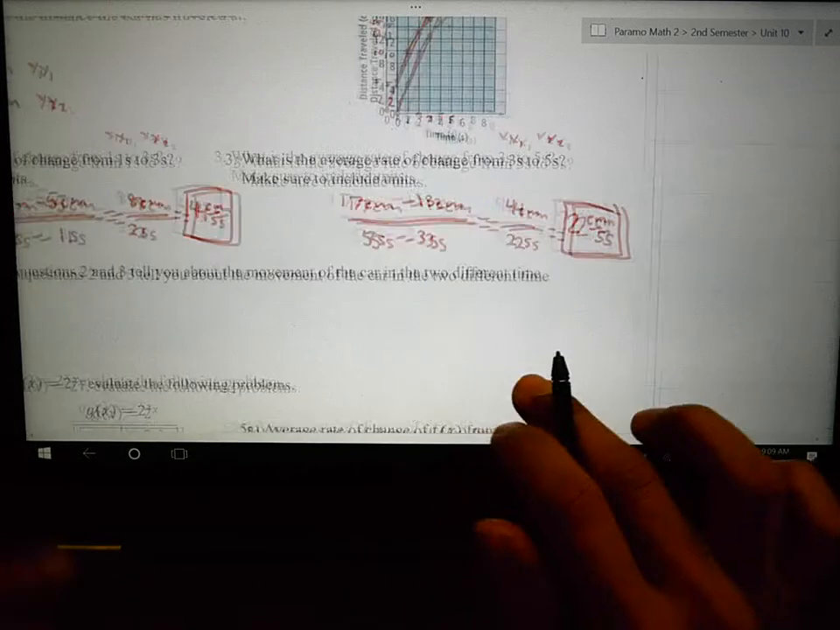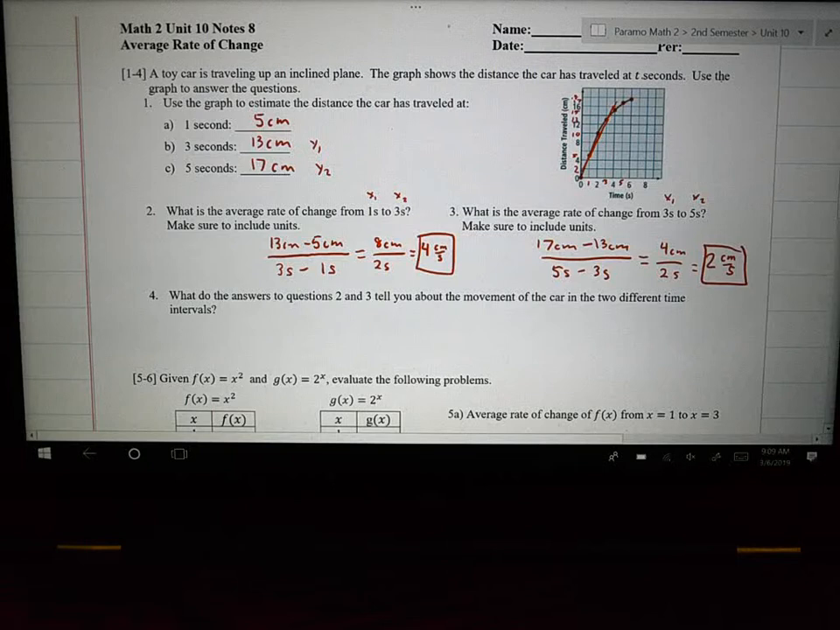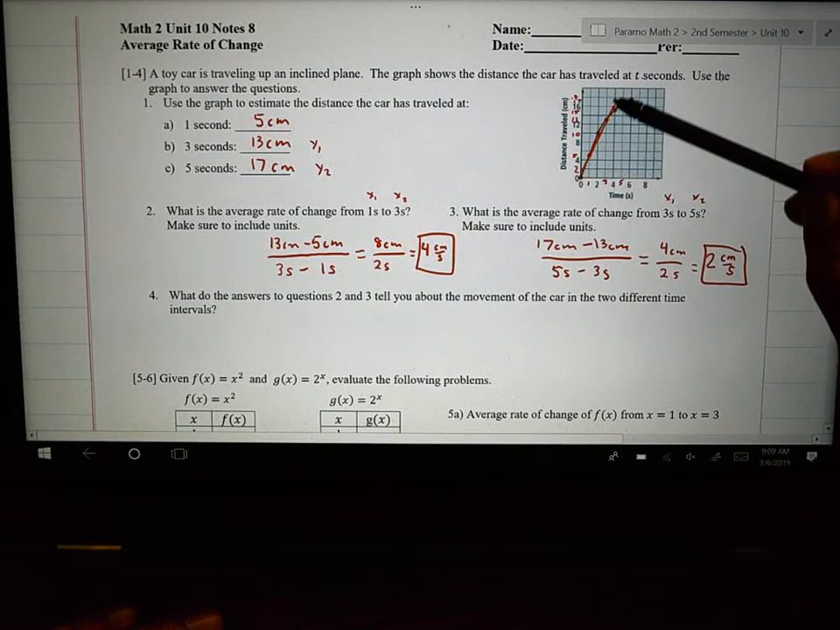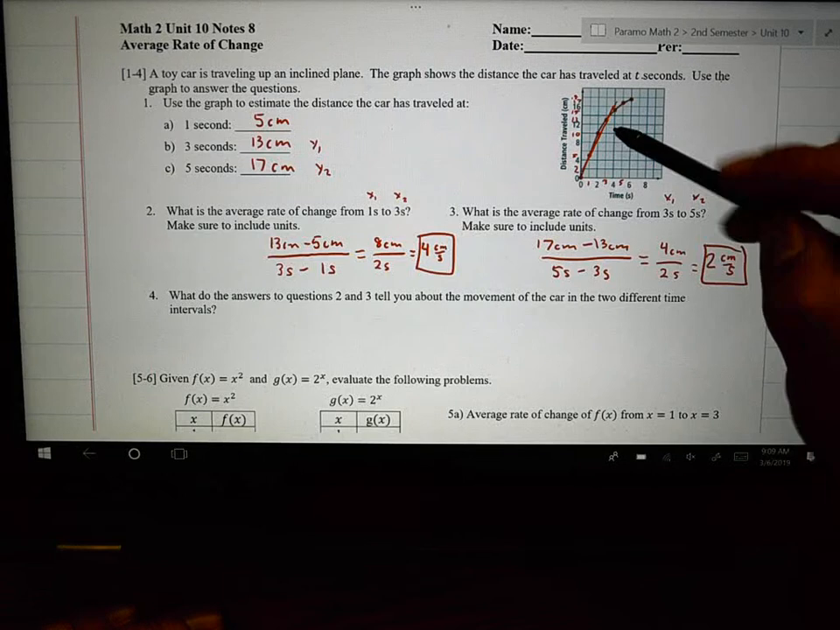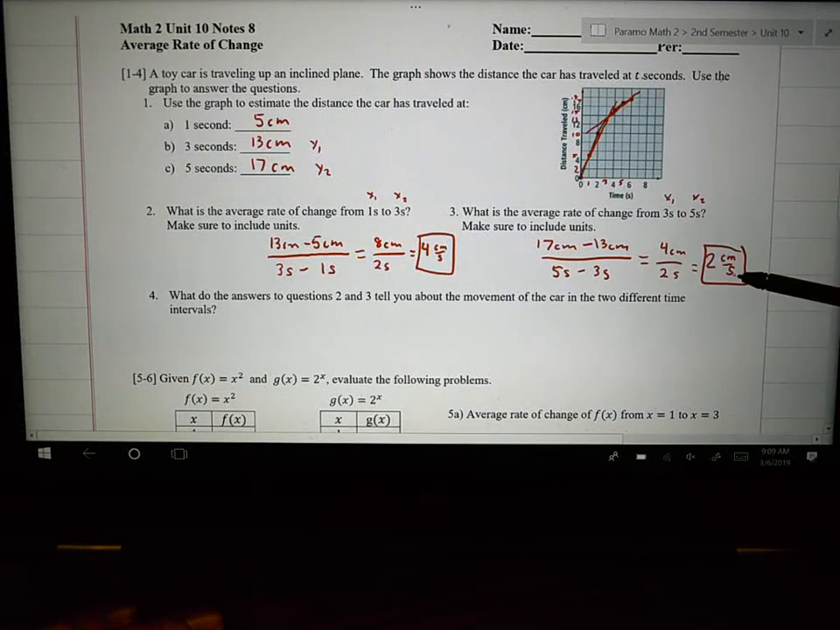So what I want you to think about, because the big idea is the average was 4 centimeters per second, and then between 3 seconds and 5 seconds, the average is 2 centimeters per second. What that tells you is it slowed down. It didn't travel as far. Those are ideas that you're going to have to play with the average rate of change.